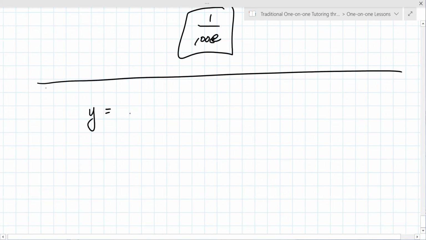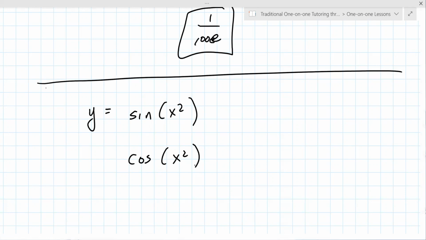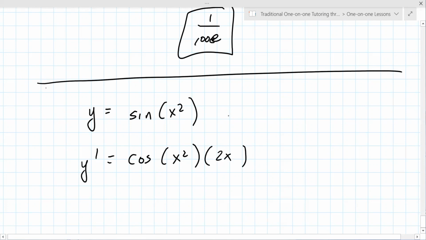So let's say it's sine of x squared. So it's cosine of 2x. Keep the inside function. Oh, product. Oh, okay. So cosine 2x plus. No, you keep the inside. You keep the inside as is, and then you multiply by 2x. This is the chain rule.